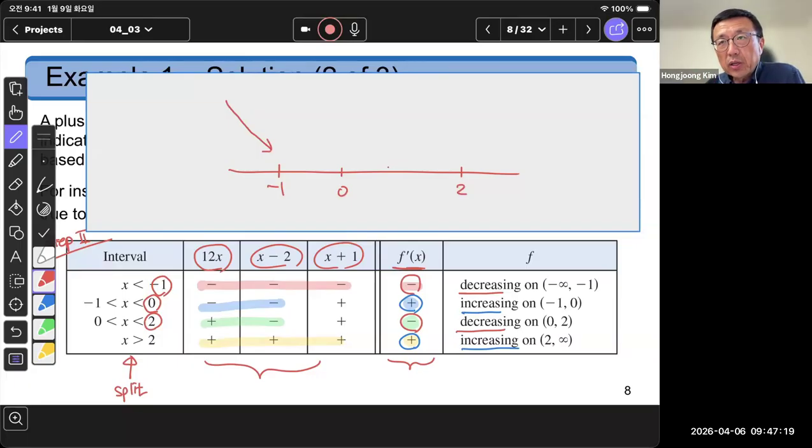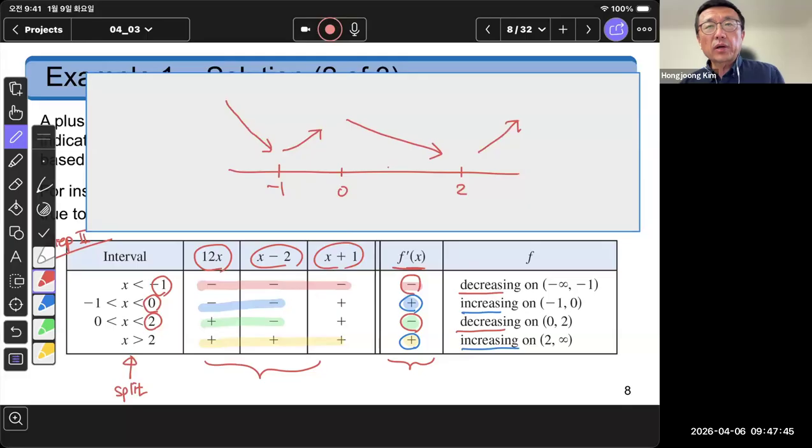Between -1 and 0, my function will be increasing. Between 0 and 2, the function is decreasing. And then to the right of 2, my function is increasing. So this will be some shape of the graph of the function on the whole real line.